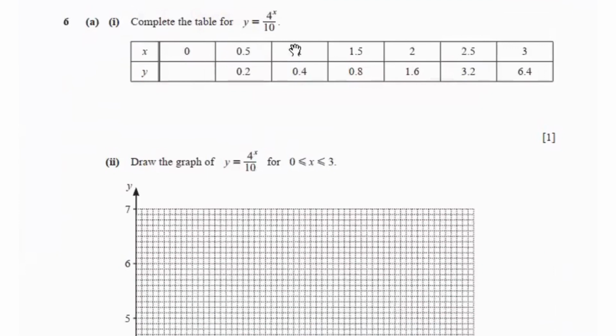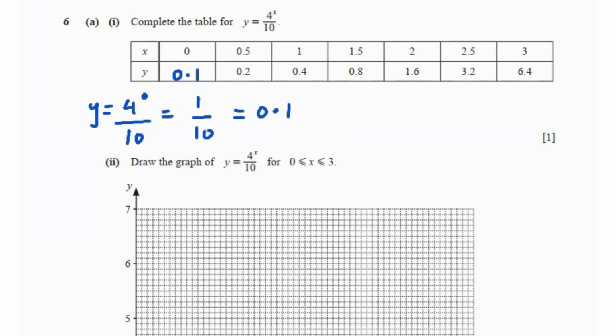Complete the table for y equals 4 to the power of x over 10. So we need to find the value when x is 0. So 4 to the power of 0 over 10 is going to be 1 over 10, which is 0.1. Anything raised to the power of 0 is equal to 1. Then it says draw the graph of y equals 4 to the power of x over 10 for values from 0 to 3. So I'm going to start with writing the coordinates on the side first.